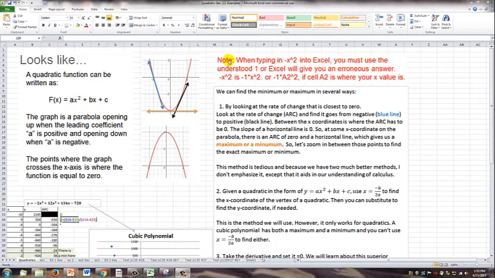And I also wanted to remind you that sometimes you'll get a parabola or any kind of function. It could be negative x to the third, but if you have any kind of negative x to a power, you have to type in the understood 1 or Excel will give you an error. So if you have negative x squared, you're going to type in negative 1 times x squared, or using cell references, negative 1 times A2 squared if cell A2 is where your x value is.